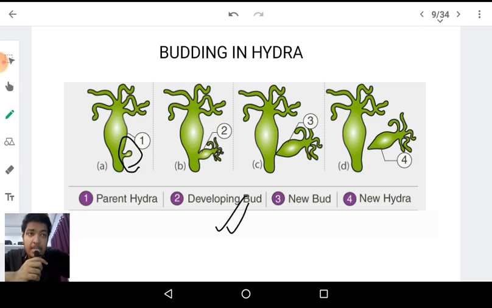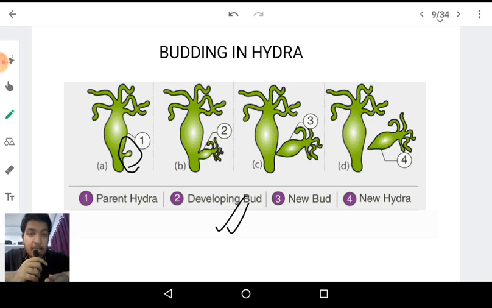a bud. And ultimately, when this bud is matured, it is detached off from the parent body and now it is going to get converted into a new organism. This is known as budding. So budding is a process in which a portion of the parent body is getting converted into an outgrowth called a bud, which develops, matures and finally detaches off from the parent body and develops into a new organism.